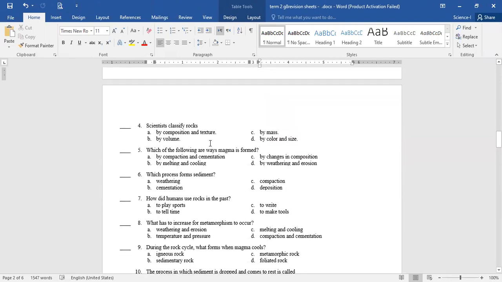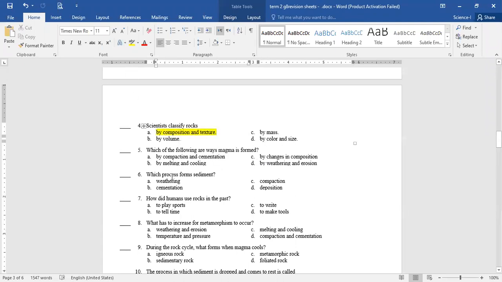Scientists classify rocks based on, we classify rocks based on what? Okay, Adam, yes? A. A, good. We classify rocks based on their composition and texture.